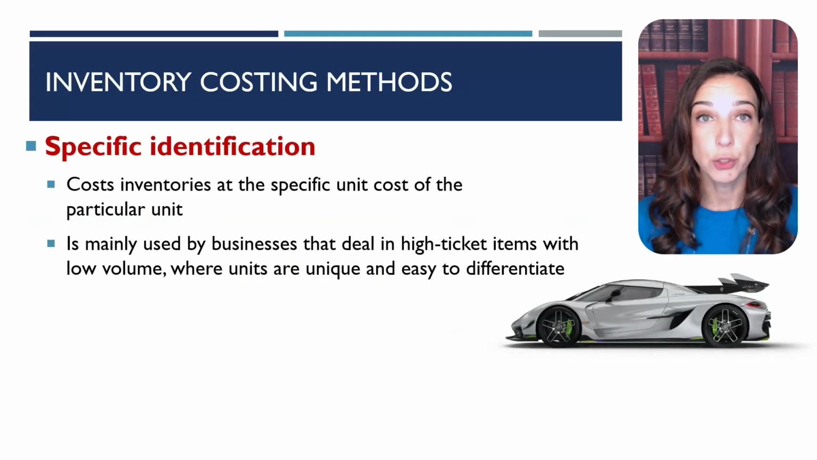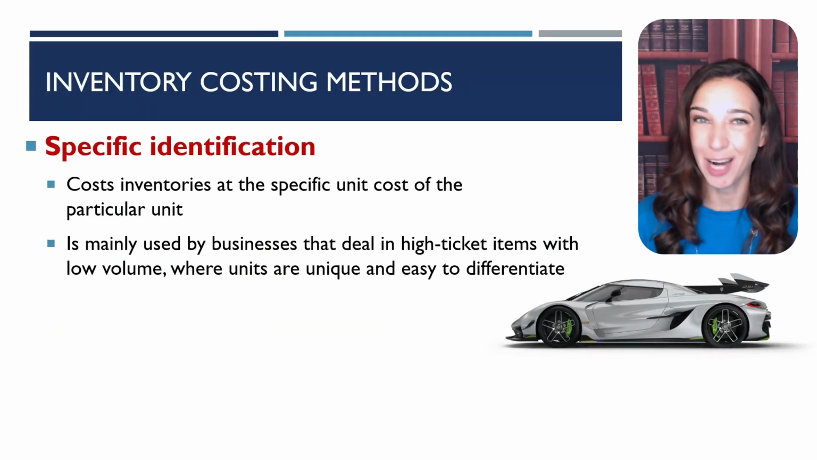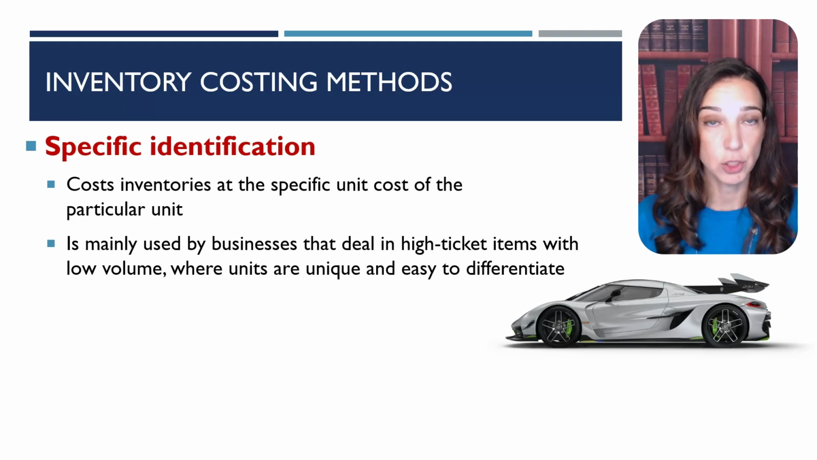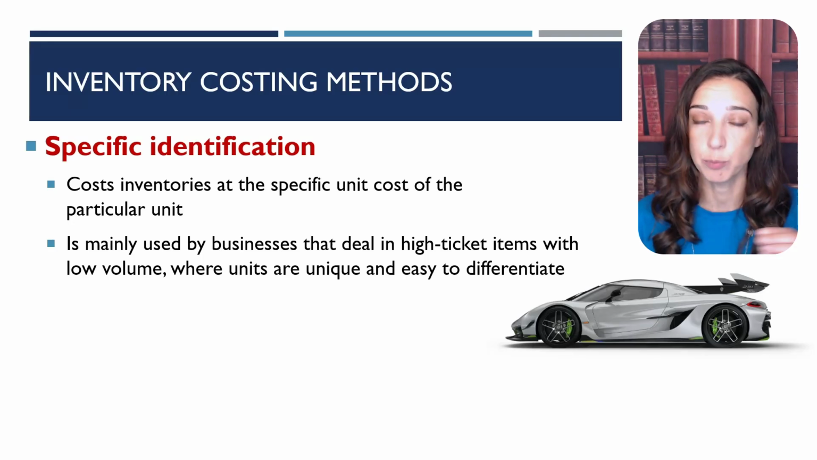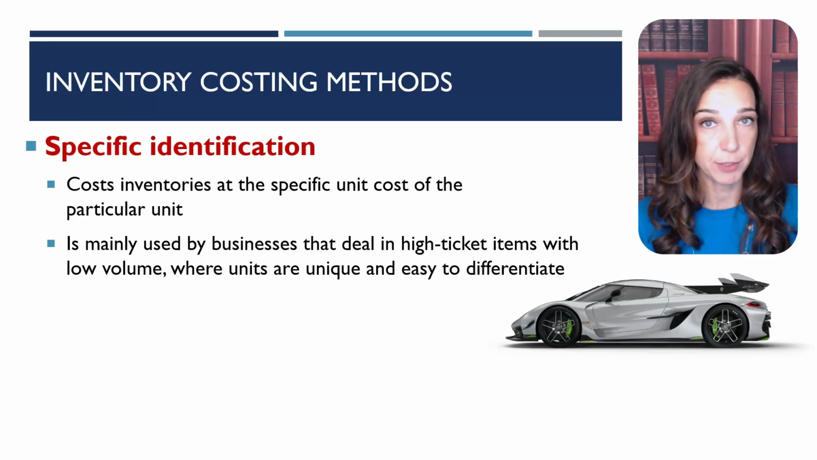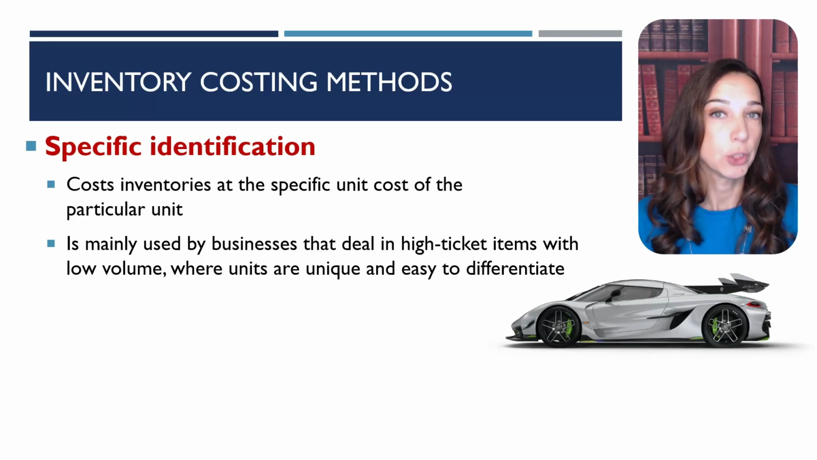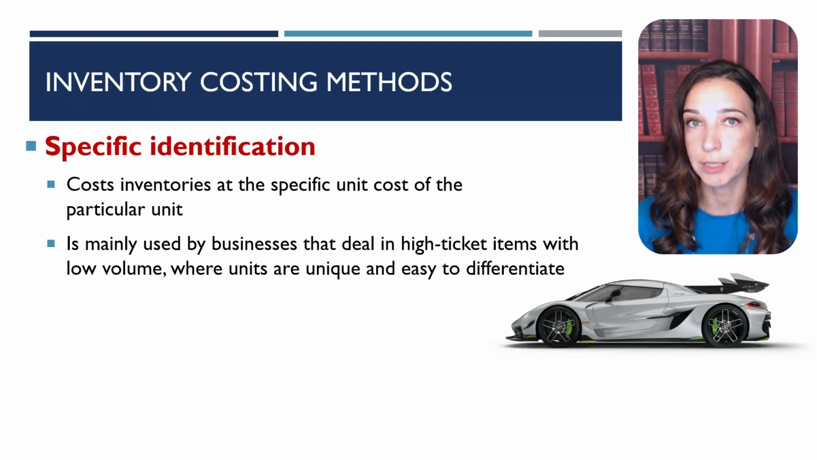Let's first introduce the methodology which is actually not commonly used, the specific identification. This is not a methodology that relies on any assumptions. This is a methodology where the inventory is tracked precisely. You know exactly how much you spent for a specific unit of inventory. So when you sell it, you know exactly which unit cost will be assigned to the cost of goods sold. So, a very simple methodology.